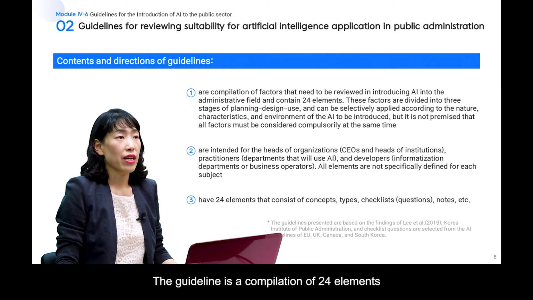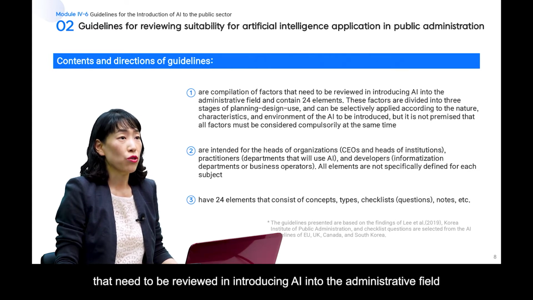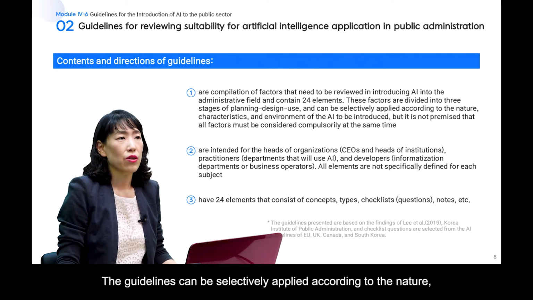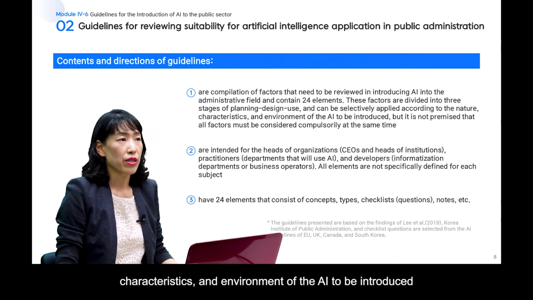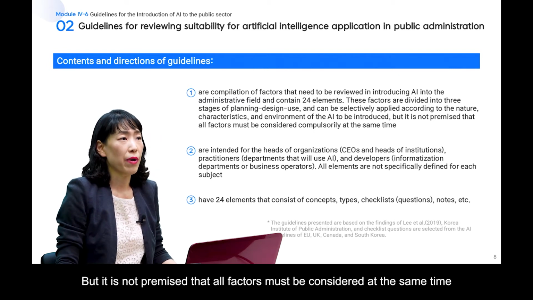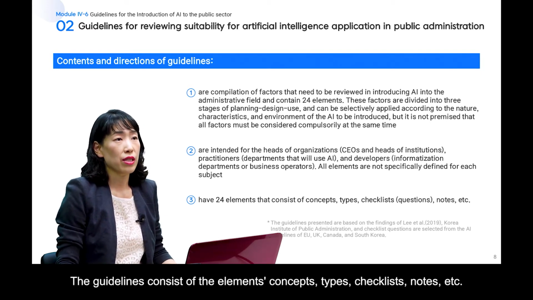The guideline is a compilation of 24 elements that need to be reviewed in introducing AI into the administrative field. The guidelines can be selectively applied according to the nature, characteristics, and environment of the AI to be introduced. But it is not premised that all factors must be considered at the same time. The guidelines consist of the elements, concepts, types, checklists, notes, etc.